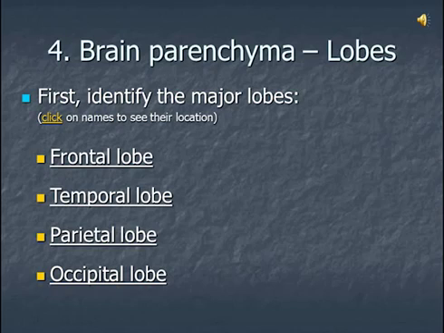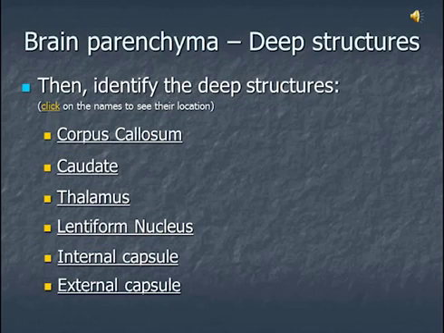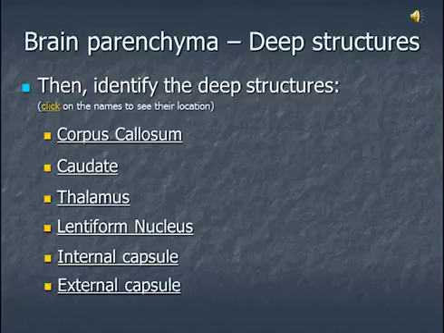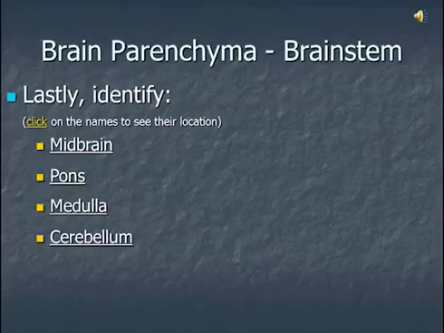After the cisterns, we will start to examine the brain parenchyma itself. First, we examine the four individual lobes. Click on their names to see their approximate location. Next, it is important to examine the deeper structures of the brain. Included in these are parts of the basal ganglia. Click on their names to see their location. Finally, lower down in the brain, examine the structures of the brainstem and cerebellum. Again, click on their names to see their location.